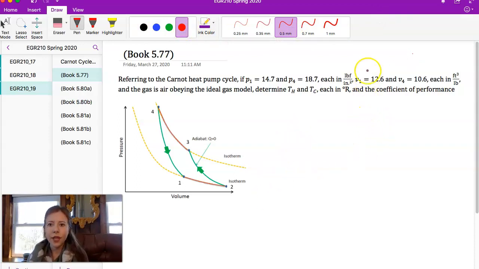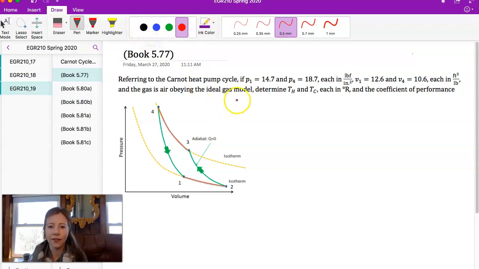And our specific volume at state 1 is going to be 12.6, and our specific volume at state 4 is going to be 10.6, and each are going to be in cubic feet per pound. Okay, and the gas is air, and it obeys the ideal gas model. So we are tasked with determining TH and TC, each in degrees Rankine. Remember, we're using the absolute temperature scale here, and we also have to find the coefficient of performance.